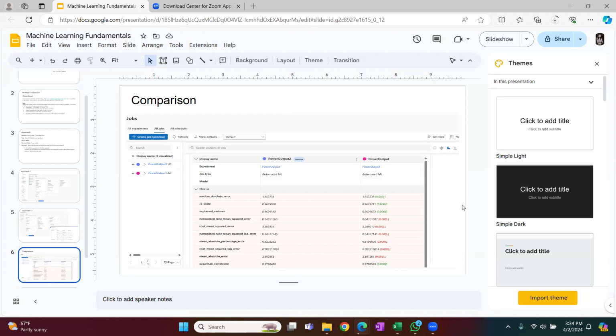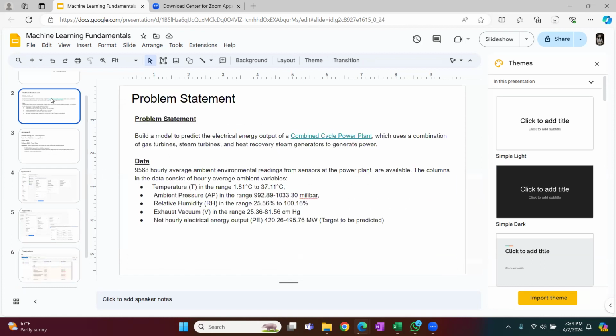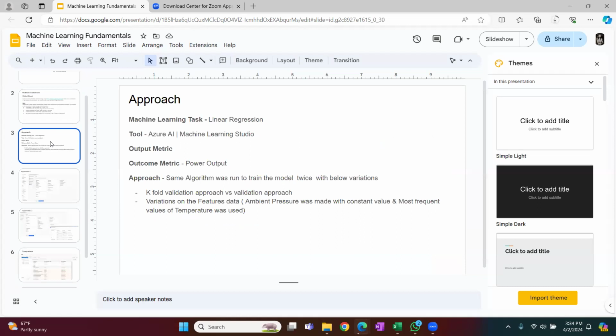So this model was run, and it can be run multiple times using different combinations, but at least for the first approach with the two features, the temperature and the ambient pressure did not have an impact on the power output.